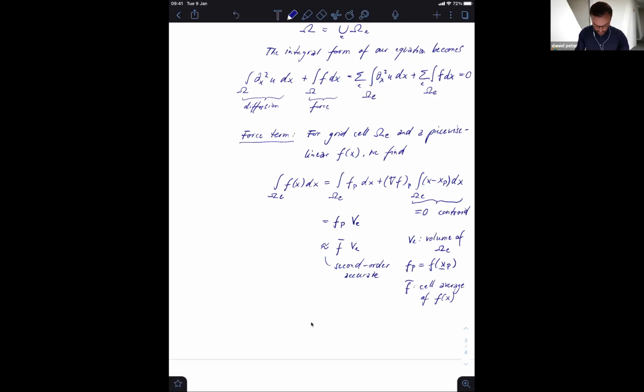But so very simple, already we now have the expression that we're looking for the fourth term. The fourth term just becomes the centroid value times the volume of the cell.